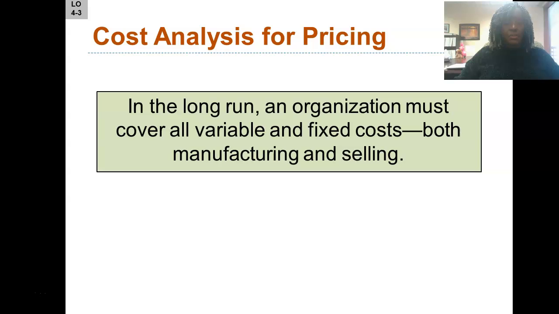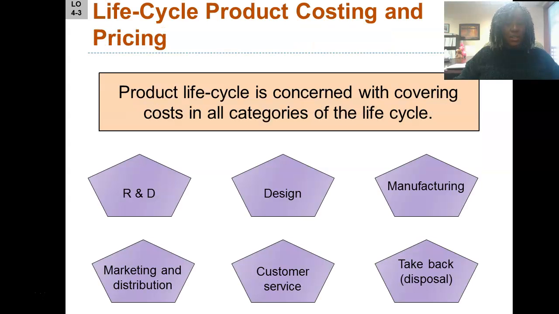So in the long run, organizations have to cover all their variable and fixed costs, both manufacturing and selling. We know this, but we want to be certain that in the long run, we end up on top, meaning we can cover all of these costs. Because in the long run, it might be a bad idea, but in the short run, it might be a good idea. And that's, again, a management choice they have to make. They have to think about it.